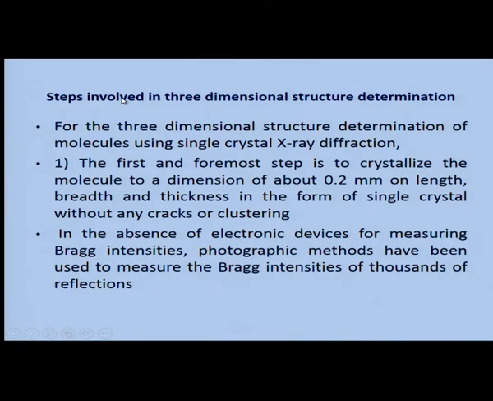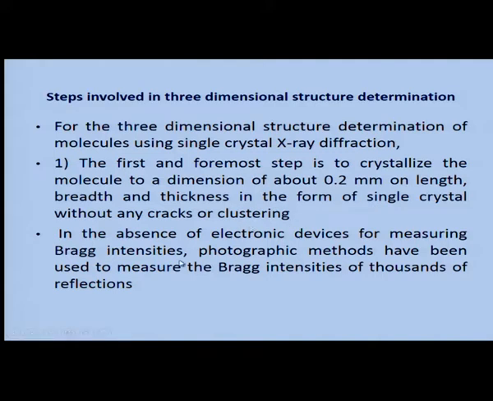So, let us see step by step. What are the various steps involved in the 3 dimensional structure determination? The first one is to crystallize the compound containing the molecule, and the crystal dimension should be about 0.2 millimeter, on all 3 dimensions, length, breadth and thickness. It should be a single crystal like a sugar crystal, you can see it, and it should not have any crack or clustering.